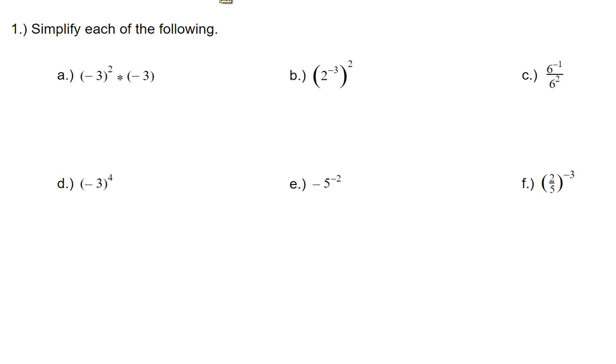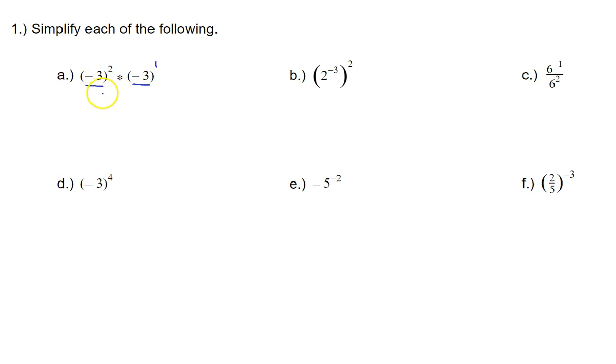So number one, these problems are all numerical. So you certainly could just plug them in your calculator or evaluate these separately, but we're going to do these with the lens of the exponent properties. I'm going to go a little bit quick through them, but remember, you can always rewind me or pause me. So first one, -3 squared times -3 to the first.